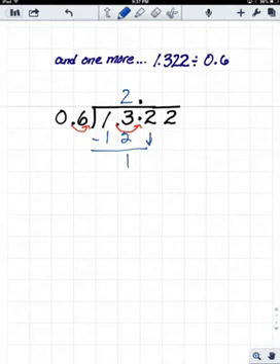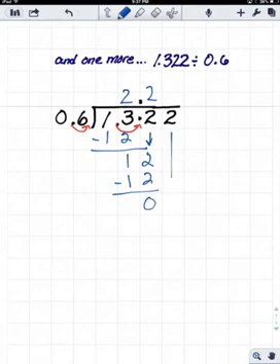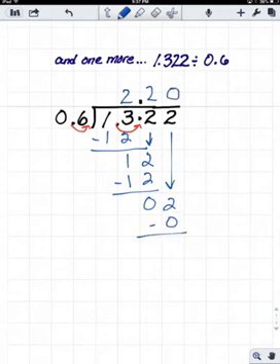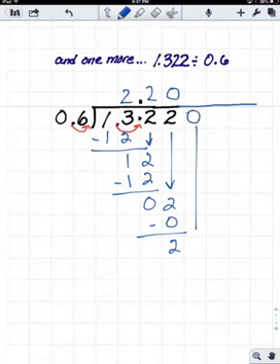Bring down the 2. 6 goes into 12 two times. 12. Subtract, I get a 0. Bring down the next 2. 6 goes into 2 0 times. Doesn't mean I stop. One thing we don't deal with anymore in division, in 6th grade math and from now on, is remainders. We don't have remainders. We're talking about a decimal, so what can we do? We can add on a 0, and we can keep dividing.